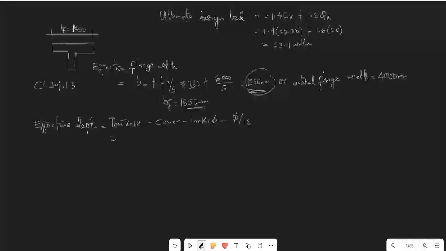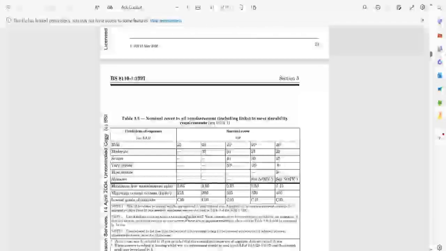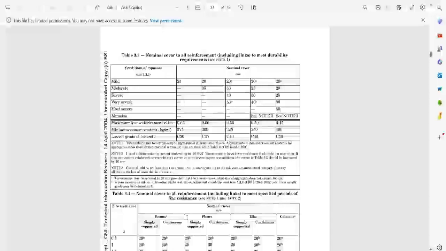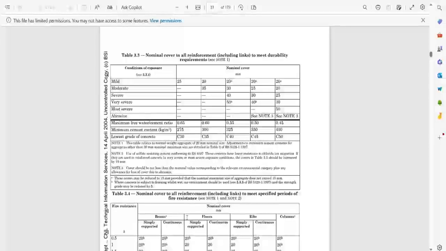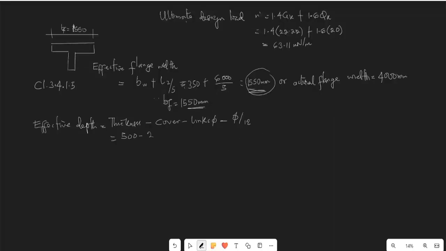So for this question, the thickness is 500 and the cover, we've been given the exposure condition from the question; the exposure condition is mild. So putting those things together from clause 3.3.7, we have the mild condition. The nominal cover is 25, and that's how we got that. So we have 25.